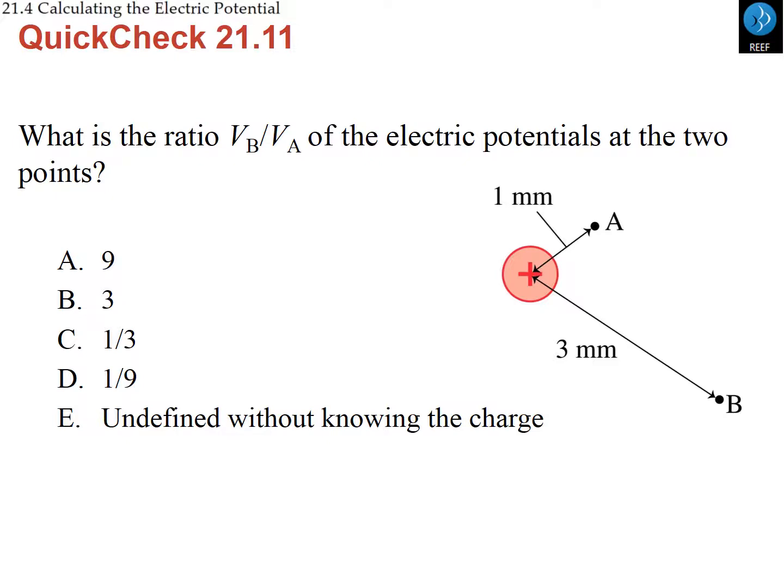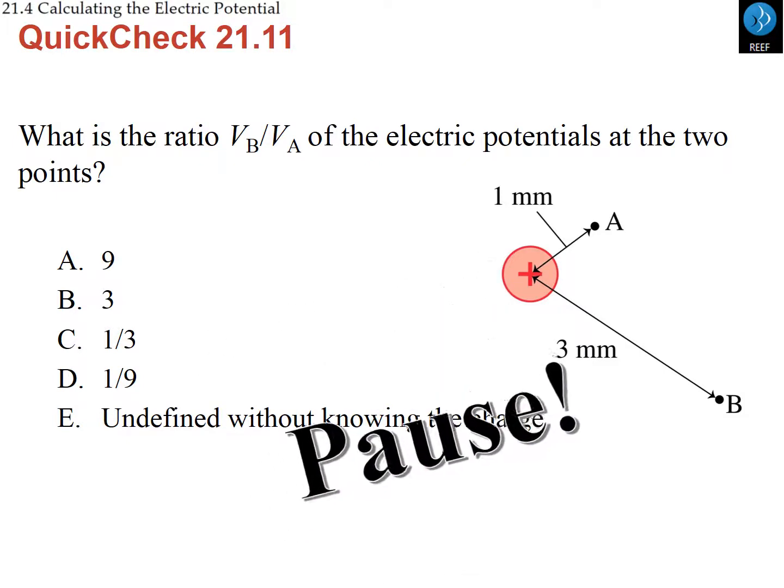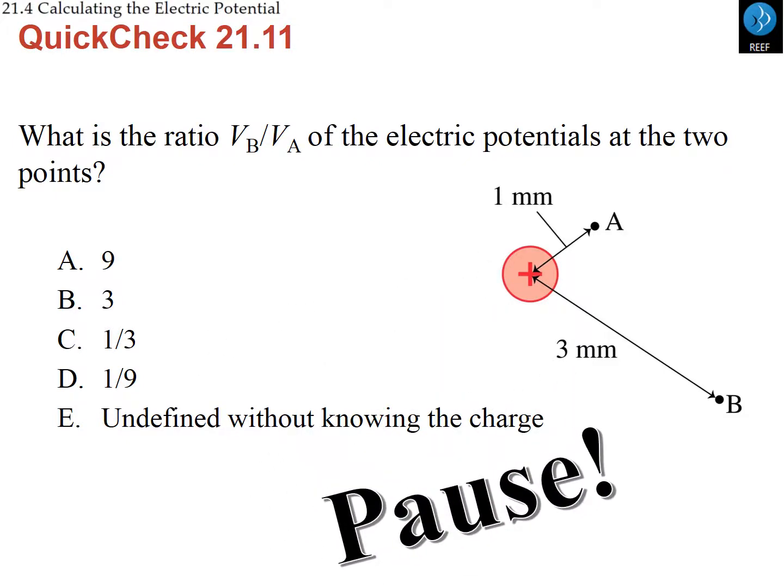Okay, quick check 21.11. We have a point A and a point B, and this one is in the presence of a charge, so it has a potential V sub A, and this one has a potential V sub B. What is the ratio of those two potentials? Well, pause, think, and answer. When I say pause, you might mean pause the video.